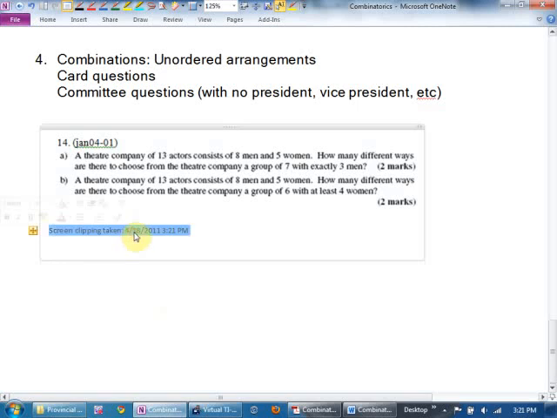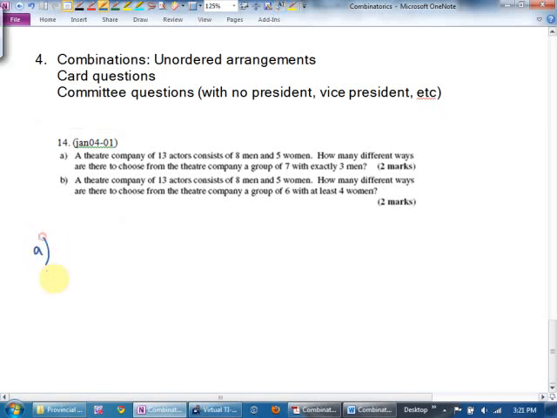A theater company of 13 actors consists of 8 men and 5 women. How many different ways are there to choose from the theater company a group of 7 with exactly 3 men? So that's A. I said for choose questions, my best strategy when there's more than one group is a bucket.